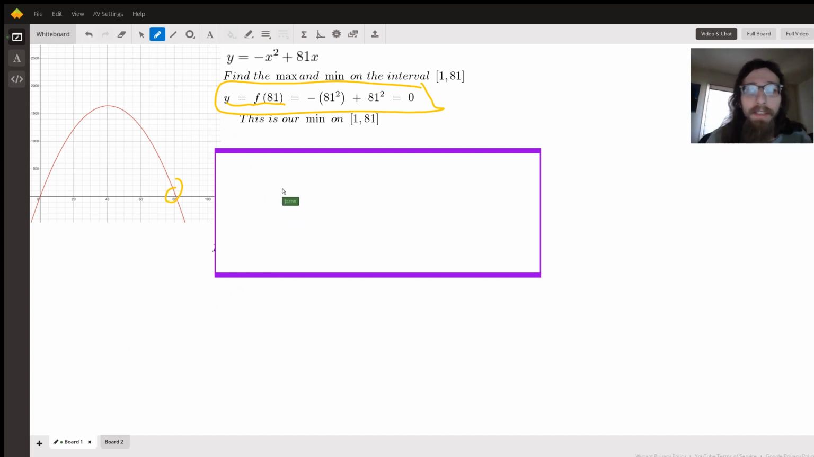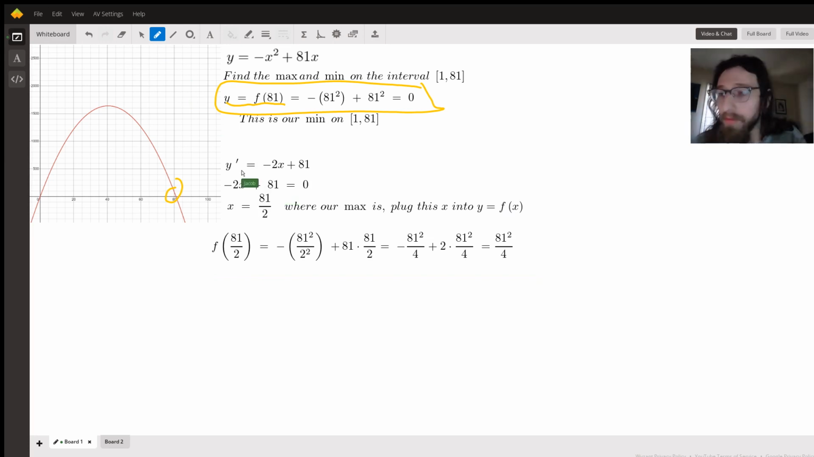So looking at this, we see that our derivative is just minus 2x plus 81. We set that equal to 0 and solve for x. And we find that our vertex, or our maximum, is at 81 over 2. Just like that Algebra 1 equation that you did years and years ago in high school or grade school. Then that's not our actual value. That just tells us where the value occurs.